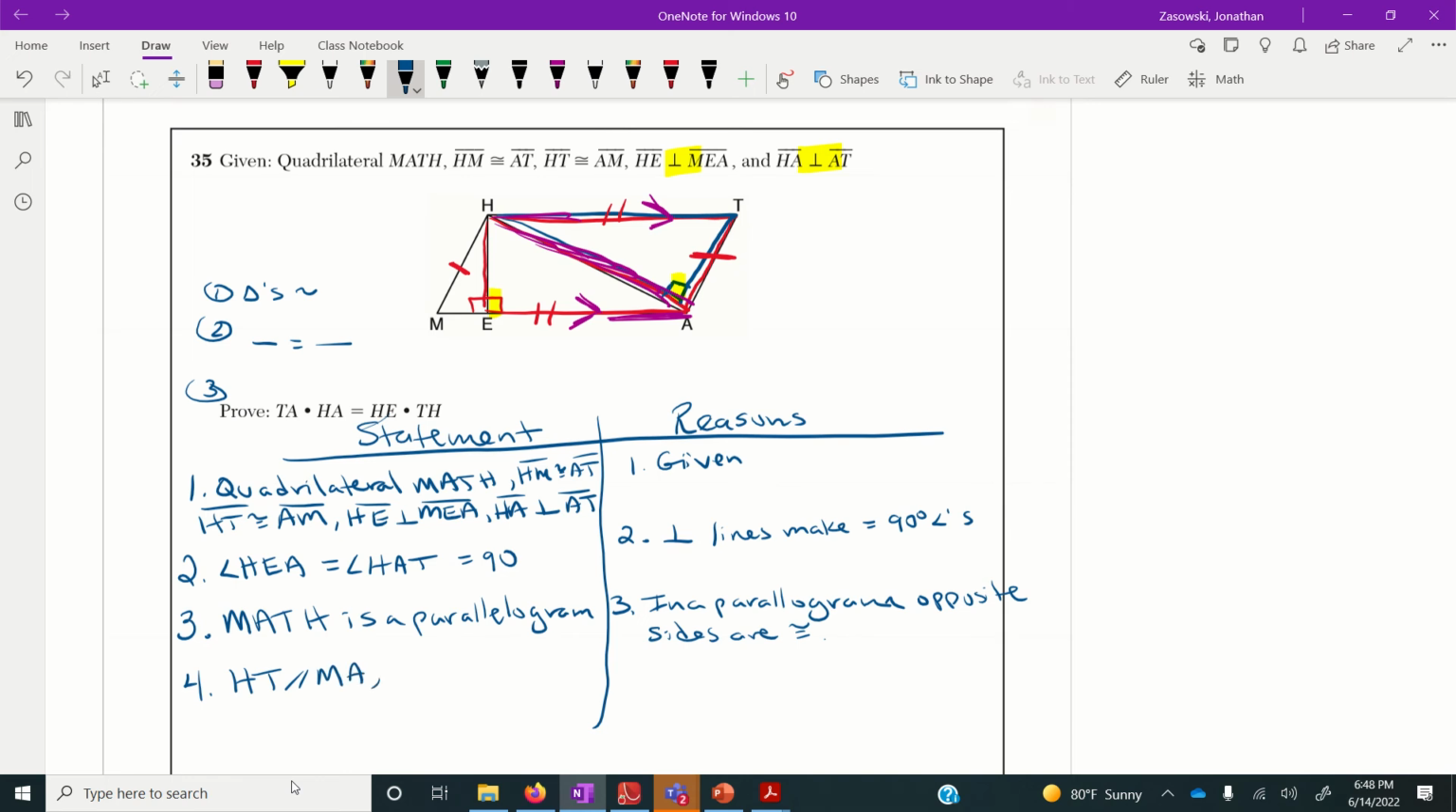You could throw in, just because we can, MH parallel to AT, but we're not going to use it, but it's part of it. So if you wanted to toss it in there, feel free. Okay, and then we're going to write the same thing here except opposite sides parallel.